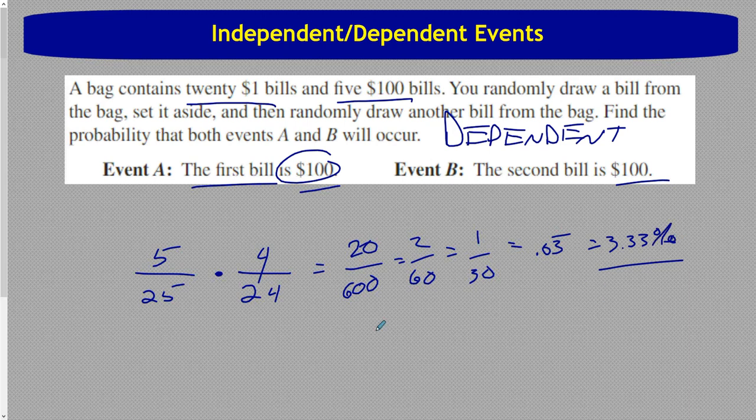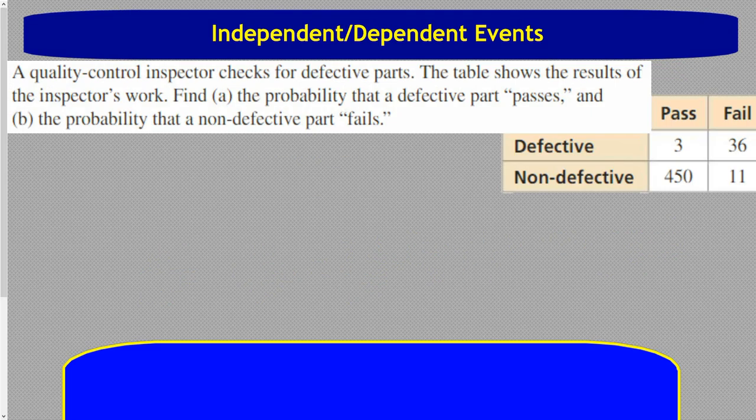Okay, so another example. A quality control inspector checks for defective parts. The table shows the results of his work. Find A, the probability that a defective part passes, and B, the probability that a non-defective part fails. So whatever the test is that he's doing, defective or non-defective, that's what he's trying to find out. Whatever test he's performing obviously doesn't work all the time.